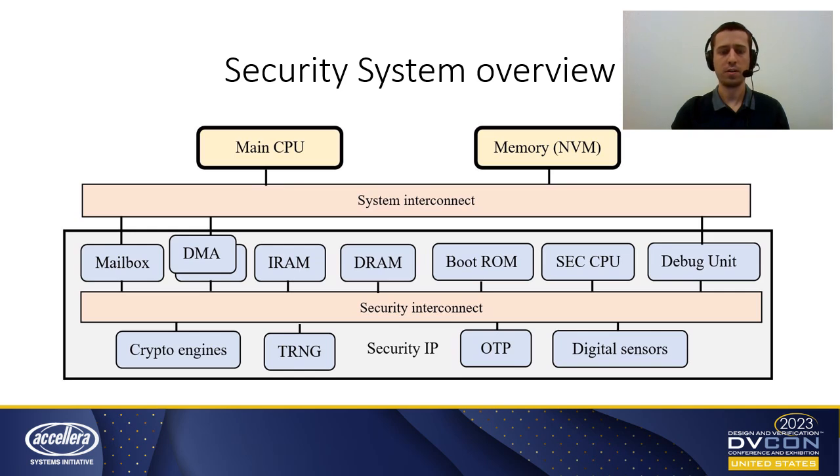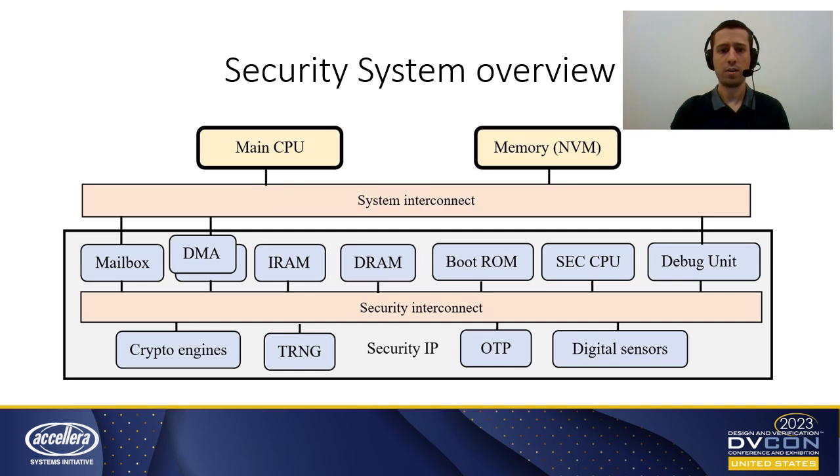Regarding specific blocks, it has crypto engines which are used for data encryption. It also has a TRNG, which stands for True Random Number Generator. As the name says, it generates random numbers. It also has digital sensors, which are basically used to detect anomalies such as changes in frequency, voltage, and temperature.